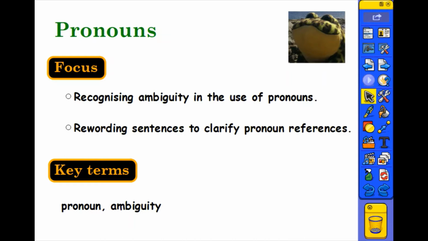So we need to be able to recognize that, because when you use pronouns to represent a noun or a noun phrase, you need to know which noun or which noun phrase it refers to. Which brings us to our second focus: once you've identified some ambiguity that you need to fix, how do we go about rewording our sentences to clarify pronoun references? So our key terms today are pronouns and ambiguity.